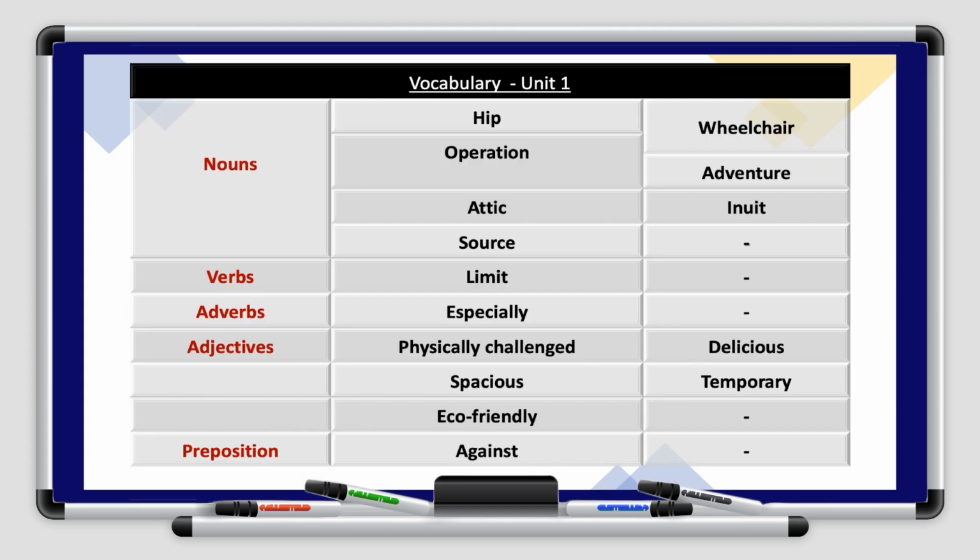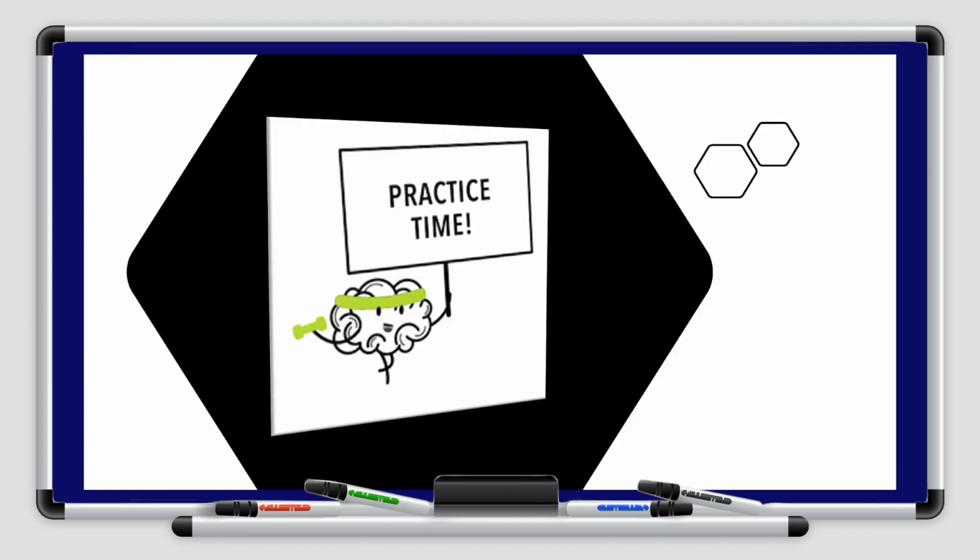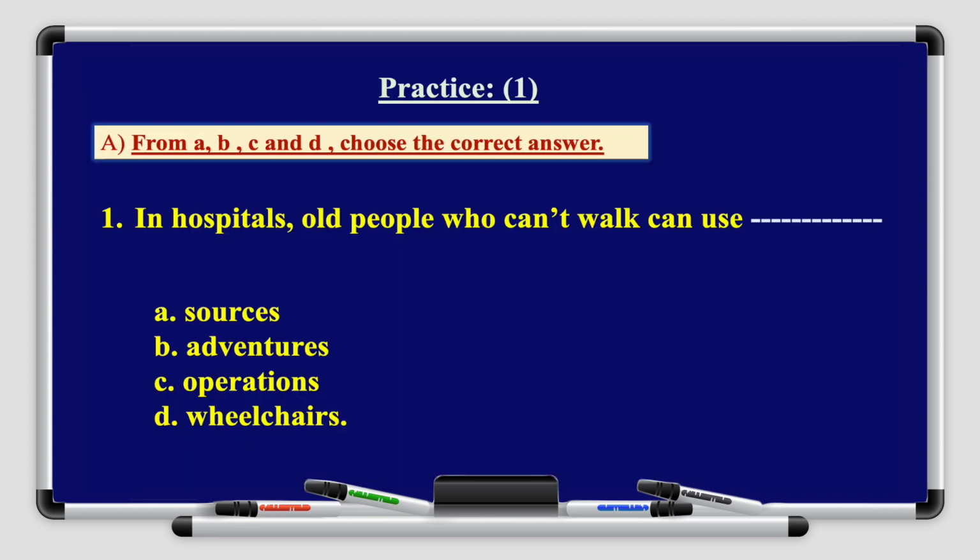This is the chart that summarizes the whole vocabulary words that we've learned today of Unit 1. So we have nouns, verbs, adverbs, adjectives and prepositions. Now it's time to practice together. Are you ready? So practice 1 from A, B, C and D. Choose the correct answer. Number 1, pay attention.